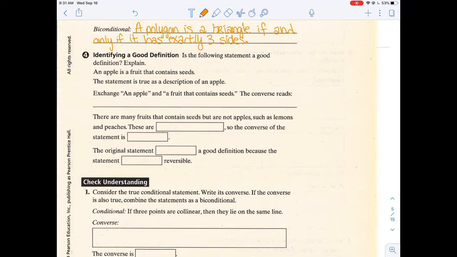Okay, now identifying a good definition. Is the following a good definition? An apple is a fruit that contains seeds. That statement is true. That's a true description of the apple. Now we're going to switch this around. We're going to switch an apple with a fruit that contains seeds. So, a fruit that contains seeds is an apple.